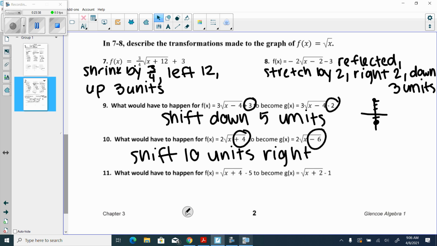Okay, and then on this last one, there's 2 differences, right? So I'm going to start with the left-right shift. How much would we need to move on that one? 2 units, right? But remember, because it says plus, it's actually over here. 1, 2, 3, 4 to 2. So if I'm moving from here to here, I'm moving to the right. Okay. So shift right 2 units.